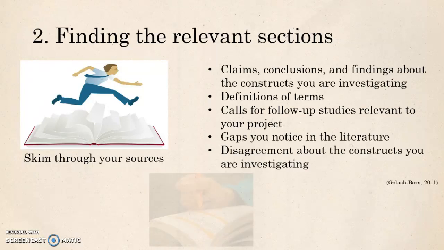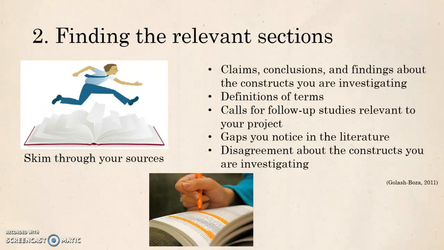And when you find these, you should grab a highlighter and highlight them in your sources. As a matter of fact, I would use several different colors. So, for example, you could use blue for the claims and conclusions and findings, and purple for the definitions, and let's say yellow for the calls for follow-up studies, black for the gaps, and red for the disagreement between different authors. This way, it will be a lot easier for you to identify the different parts later on.